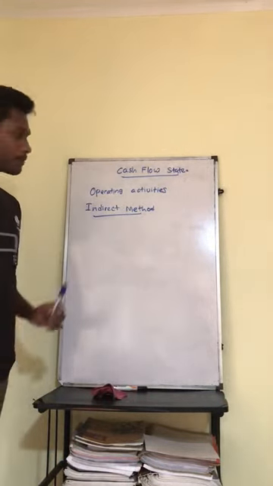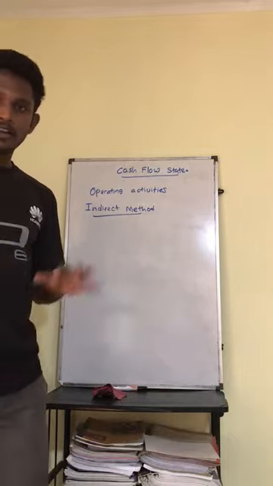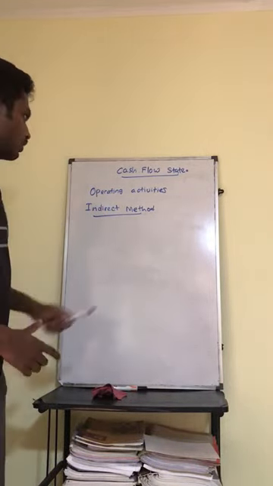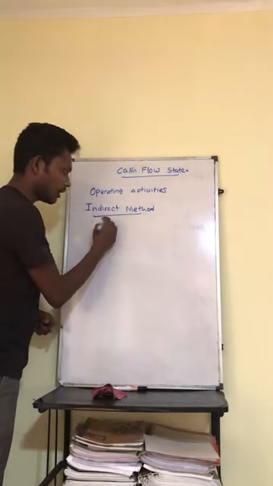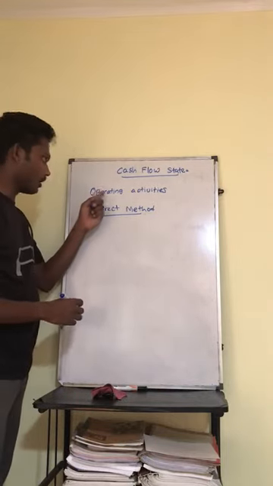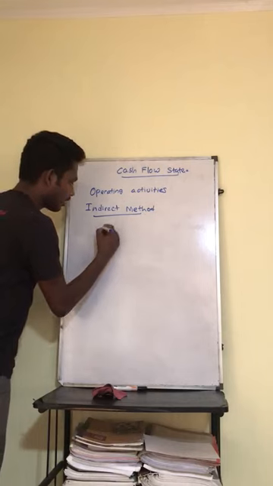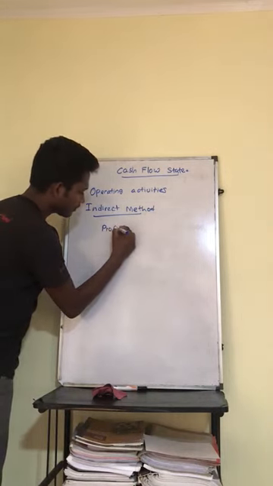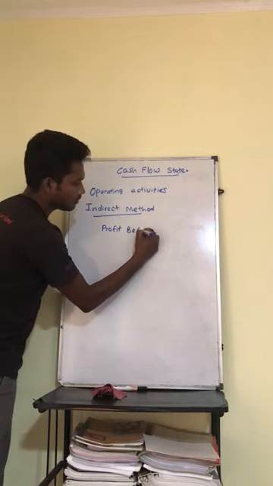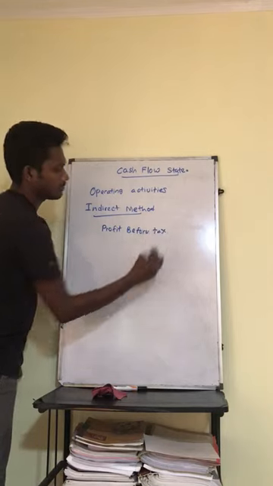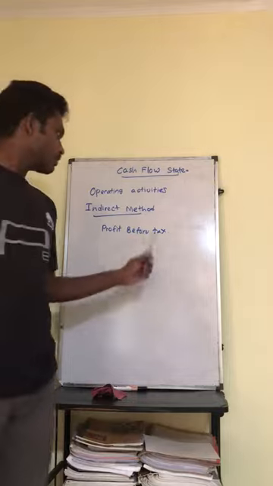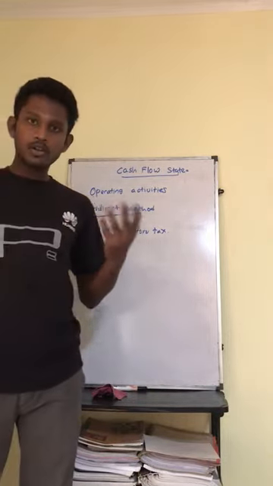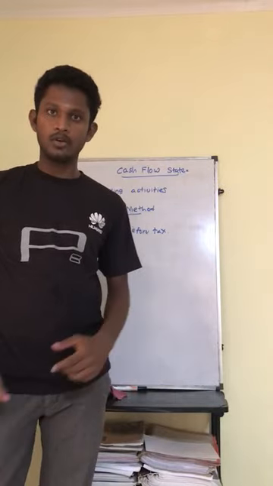So under the indirect method, the operating activities are a little bit complex. It's a little bit tricky. So you have to start the indirect method operating activities from profit before tax, right? So you calculated the profit before tax based on which basis? That's the accrual basis.